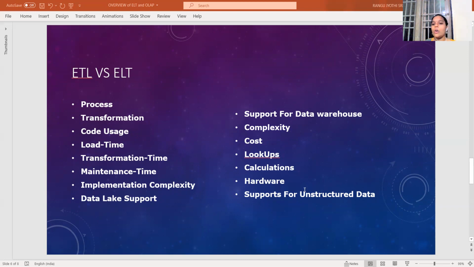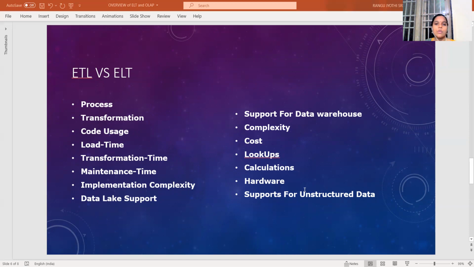Next is code usage. In ETL, the code is used for a small amount of data, whereas in ELT it is used for a vast amount of data. Next is load time. Comparing the load time, ELT is loaded into the target system only once, so the time taken by ELT is less compared to ETL. In ETL, firstly the data is loaded in the staging area and later loaded in the target system, so it takes more time compared to ELT.